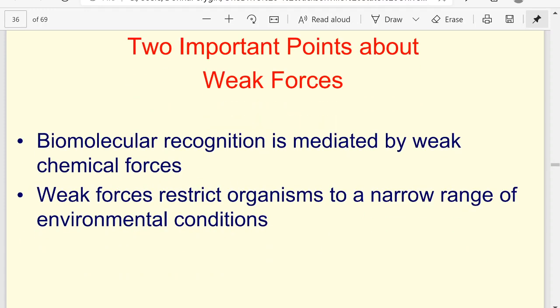So biomolecular recognition is mediated by weak chemical forces. So molecules interacting with each other and recognizing each other, like a ligand in a binding pocket of a protein, that's mediated by weak chemical forces. And those weak forces restrict organisms to a narrow range of environmental conditions. In other words, people can't exist in 200 degrees Fahrenheit conditions because your proteins will denature. You can't exist like that. And so that's why organisms have to exist in this very narrow range of environmental conditions where their biomolecular processes can continue.